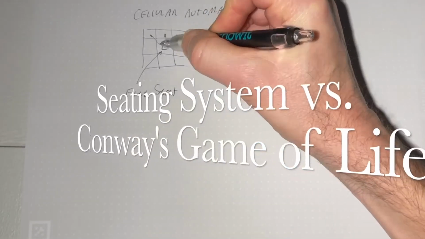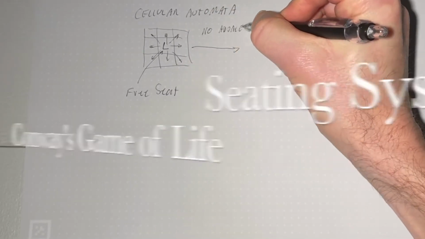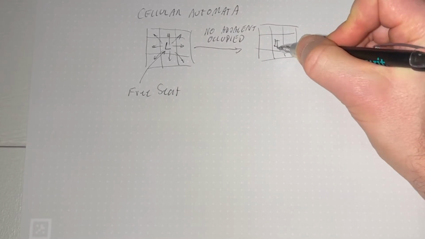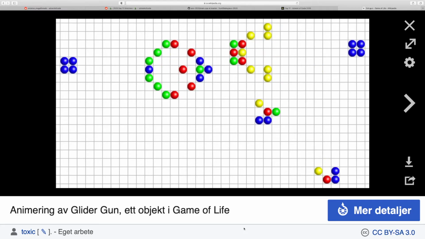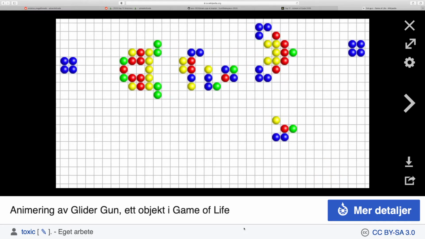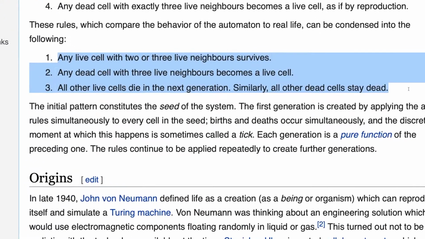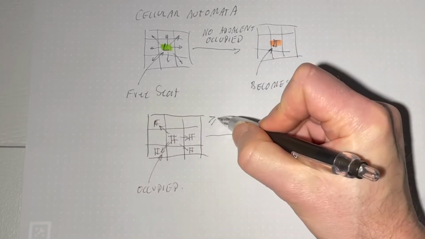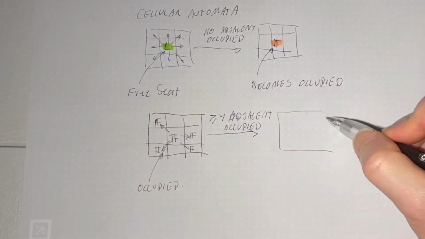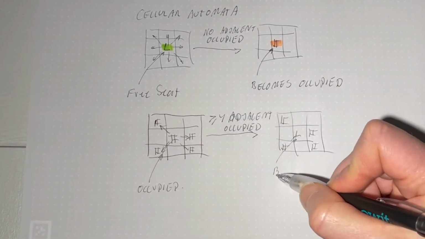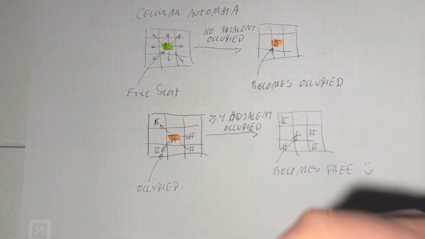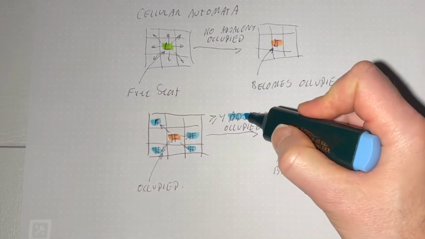The puzzle imagines that seats in the waiting area for a ferry become occupied or free based on rules very similar to those for Conway's game of life. Basically, a seat becomes occupied if no adjacent seats are occupied, and it becomes free if 4 or more of the adjacent seats are occupied.